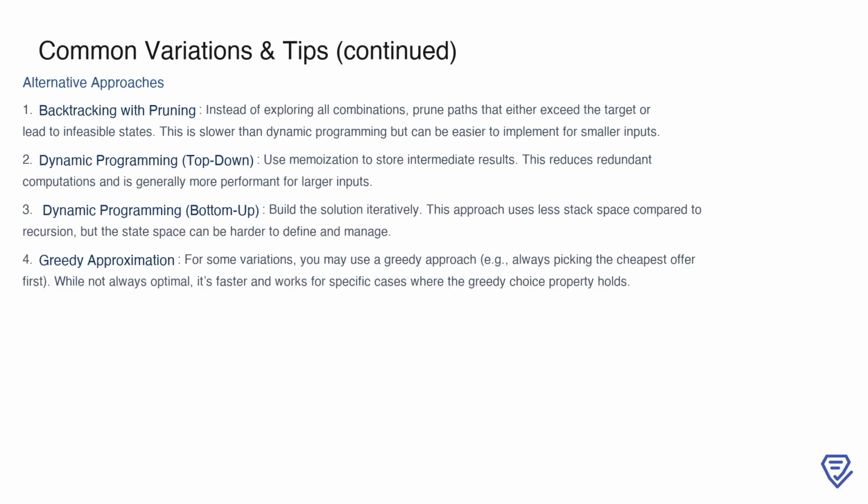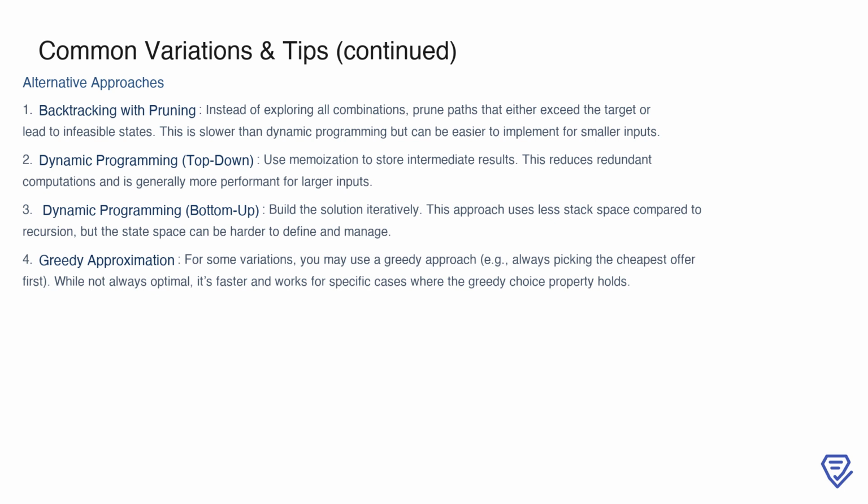Finally, let's explore some alternative approaches to solving the problem. One option is backtracking with pruning. Instead of exploring all possible combinations, you can prune paths that exceed the target or lead to infeasible states. While this approach is slower than dynamic programming, it's often simpler to implement for smaller inputs. Another method is dynamic programming with a top-down approach. By applying memoization, you store intermediate results, which eliminates redundant computations and is generally more efficient for larger inputs.